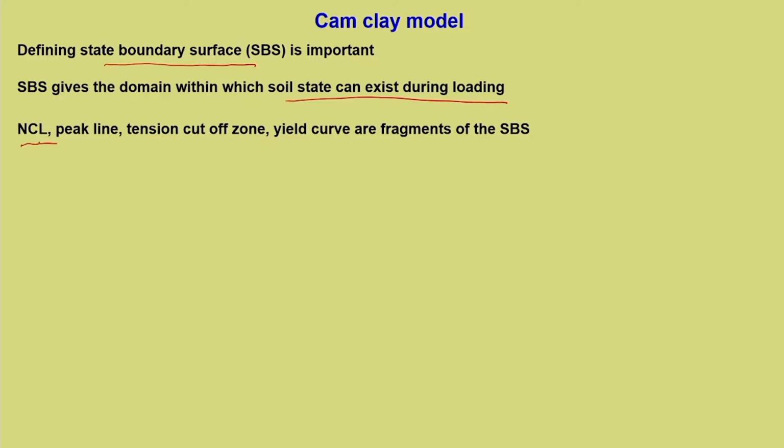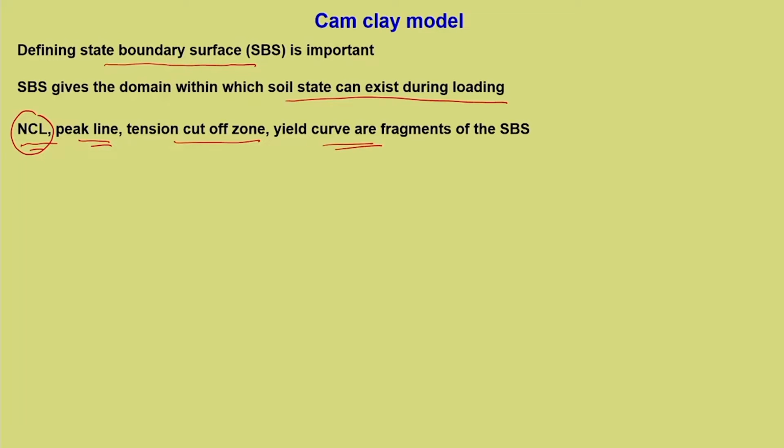The normally consolidated line, the peak line. We will see why the normally consolidated line becomes a kind of fragment of SBS, that we will see later. Peak line we have understood clearly. Tension cutoff zone, that also we have understood. We know that nothing is going to be there towards the left end. Of course, normally consolidated in the V-P dash plot, we have already seen that it is the rightmost boundary. So, in that sense, that is also a state boundary surface.